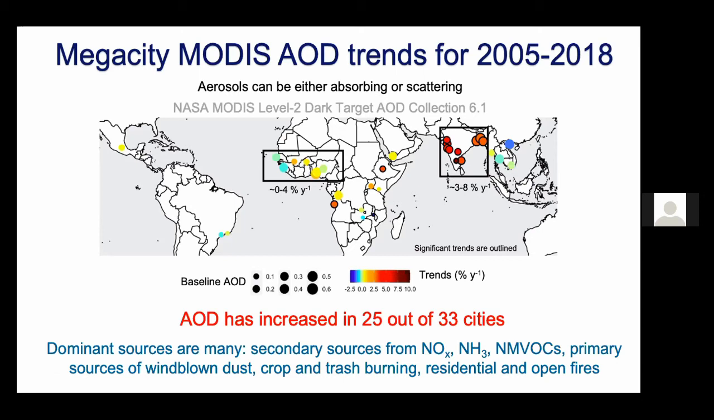For PM 2.5, because it comes from secondary sources like nitrogen oxides, ammonia, and non-methane volatile organic compounds, as well as primary particles, these can come from dust, especially Saharan dust, crop and trash burning, which takes place a lot in northern India. There can be residential fires, open fires, or even the charcoal that you burn for summer barbecues. So all of these are contributing to PM 2.5 levels.